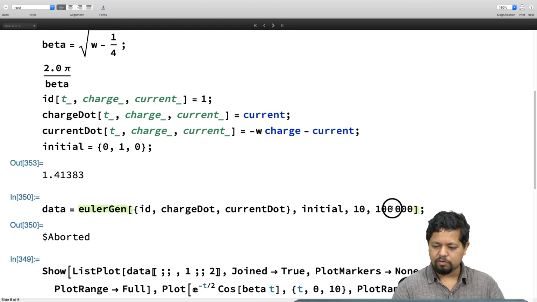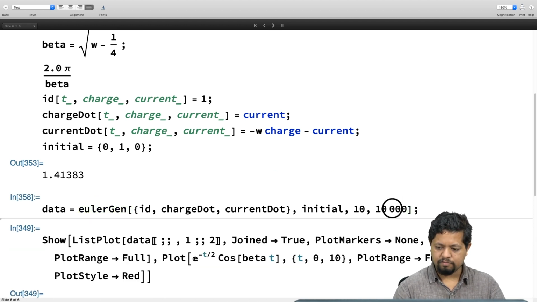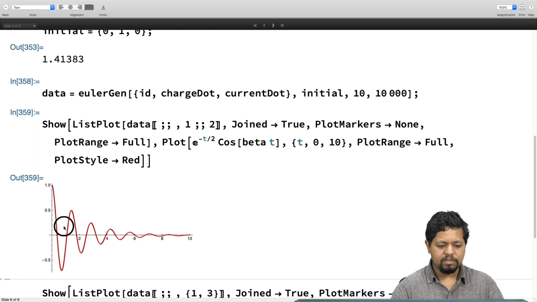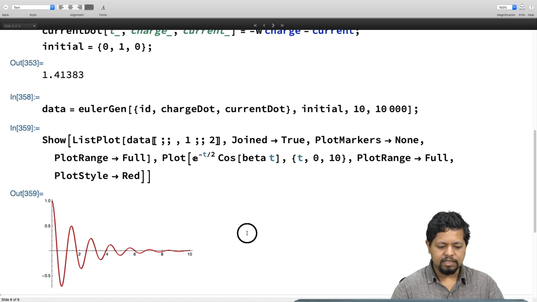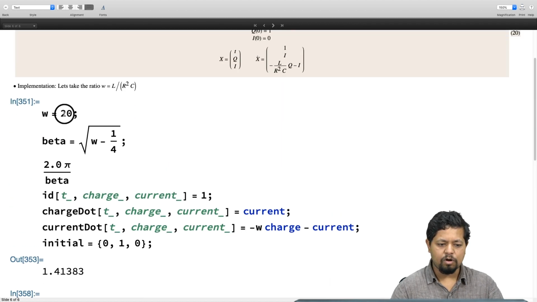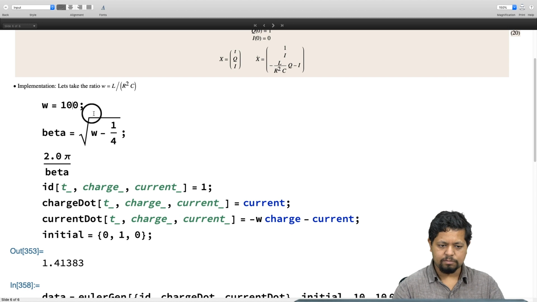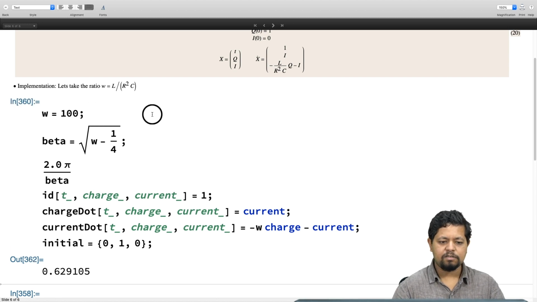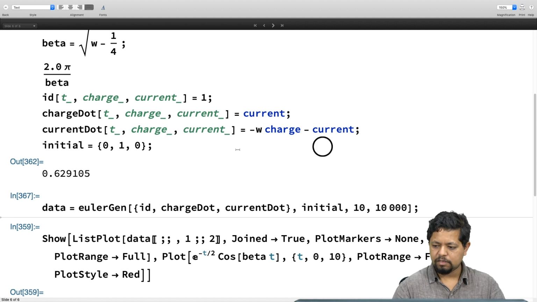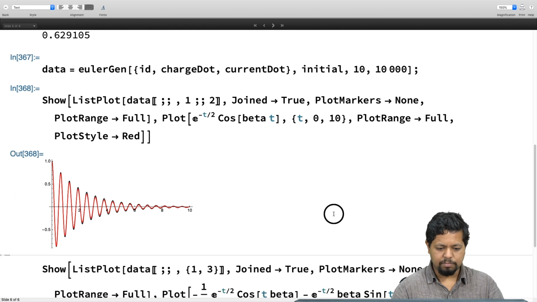Let's go ahead and do this for 10,000 points, which should be enough. The execution is done, so let's go ahead and compare, and we see the comparison is very good. Let's try to re-obtain the limit when the resistance is very small. Let's make this even larger. Let's make W equal to 100. That is the case when resistance becomes small, and we can go ahead and evaluate this and do a comparison.